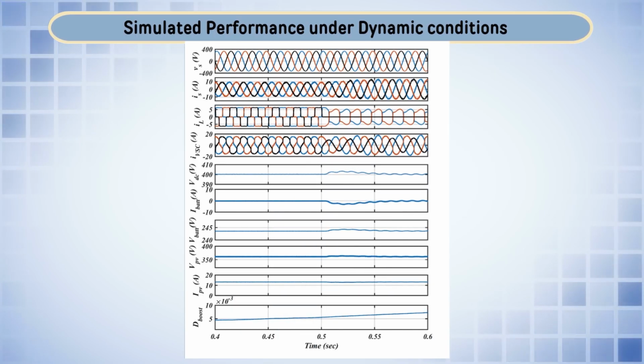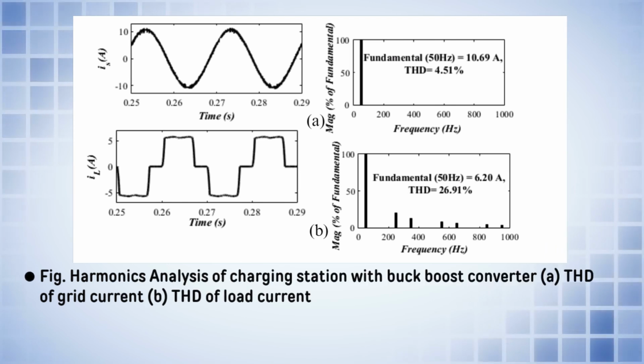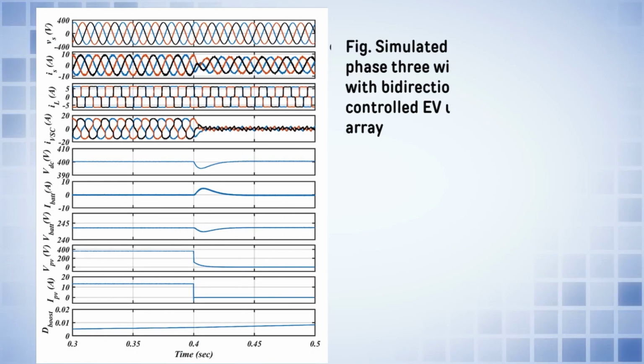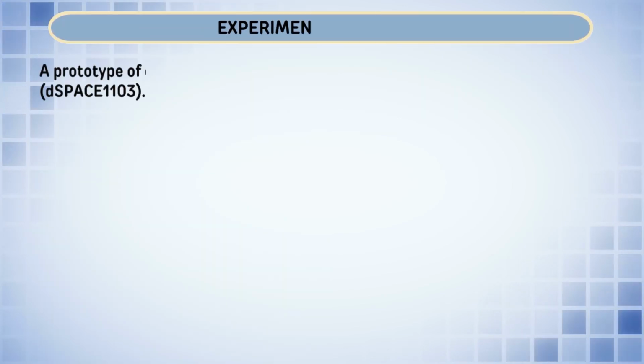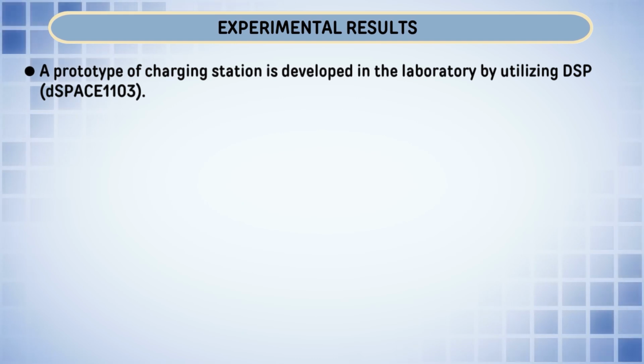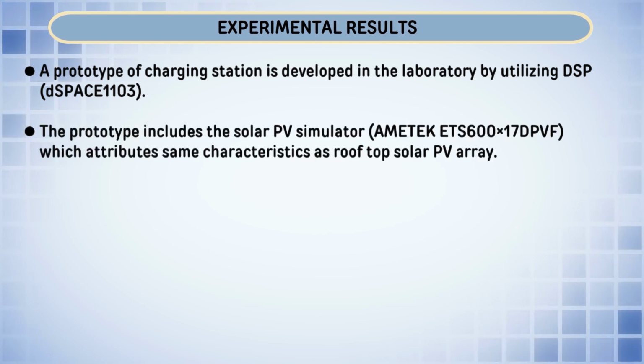And similarly, a few dynamic results under load unbalancing, where grid currents are maintained sinusoidal during one phase when one phase is disconnected from the supply. Here we have the total harmonic distortion, which is within the limit of IEEE 519 and it is 4.51. However, the load current THD we can see is 26.91, and these are the results under variation of solar insolation. And then this topology is experimentally verified.